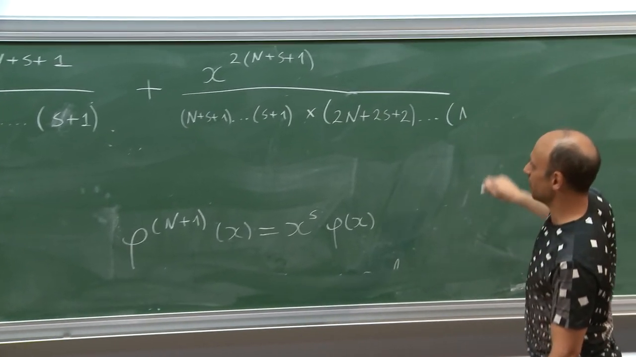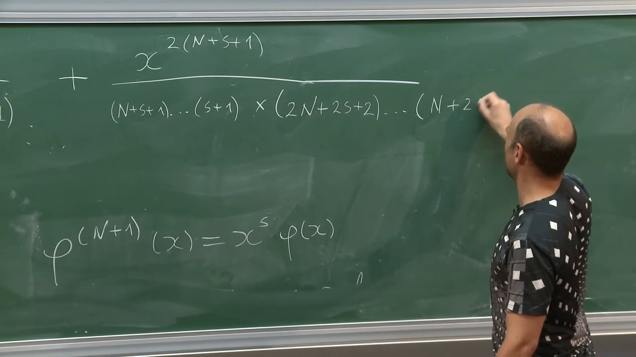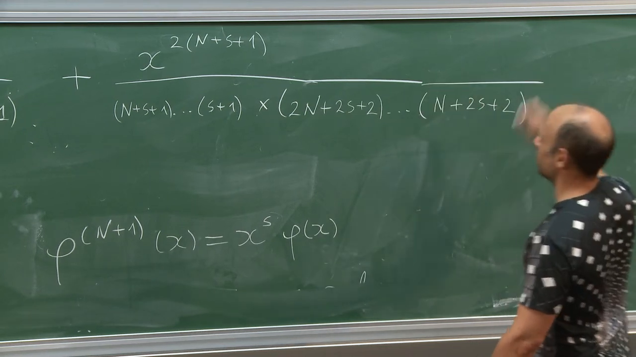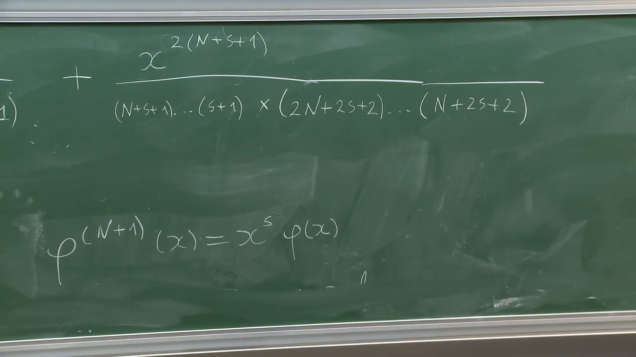I guess what is it going to be? n plus 2, s plus 2. Something like that. I hope I'm not doing it wrong, but I think it's something like this. I think this is correct. And so on.